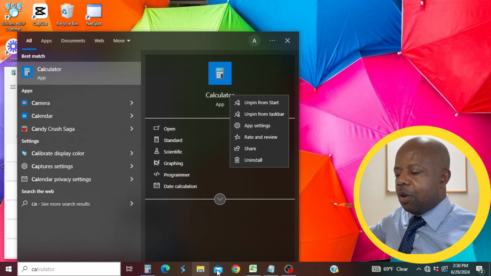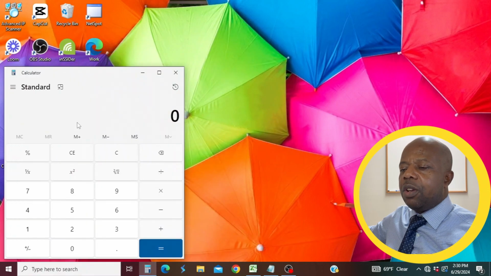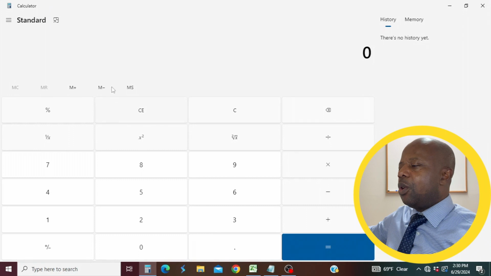All right, so once you have that, you can click on your calculator and it will open your standard calculator. You can expand it to cover your entire screen. So here you have your calculator.